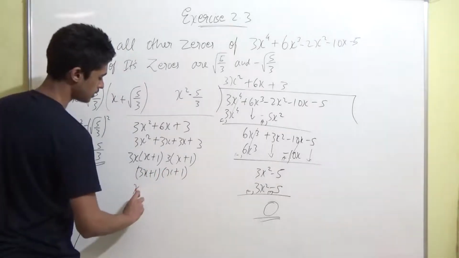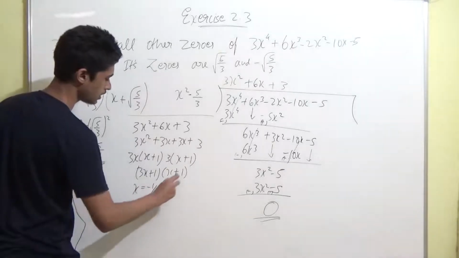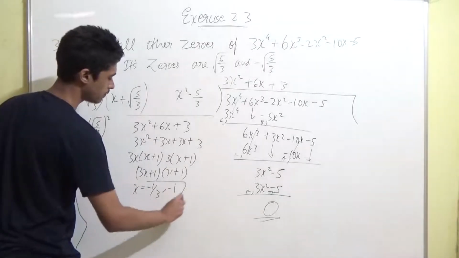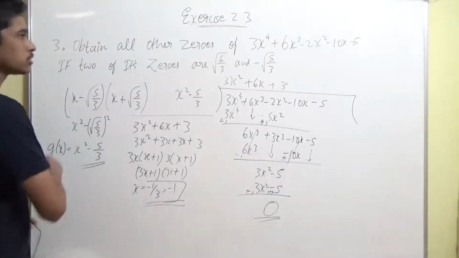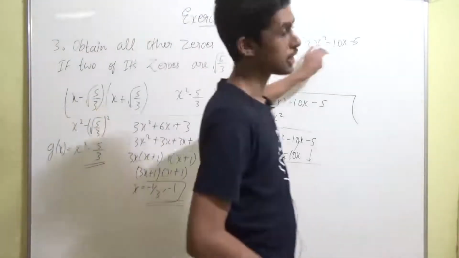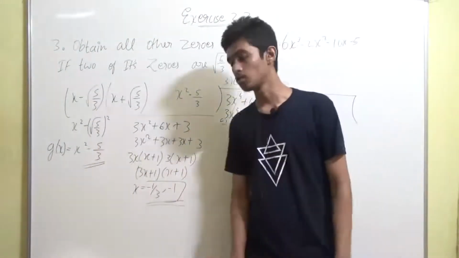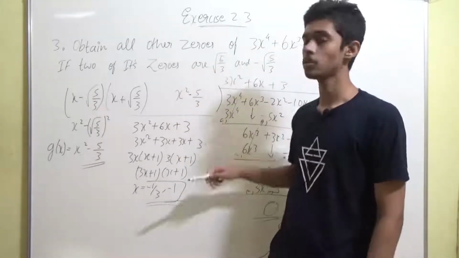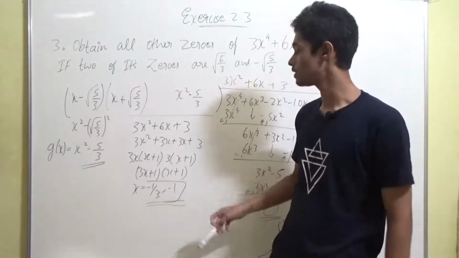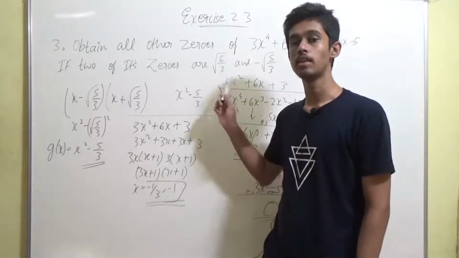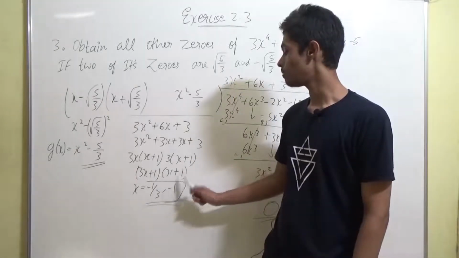So the value of x here is minus 1 by 3 and from here is minus 1. These are the other two zeros of this polynomial, guys. The first two zeros which are given in the question are root 5 by 3 and minus root 5 by 3, and the other two zeros which they have asked are minus 1 by 3 and minus 1.